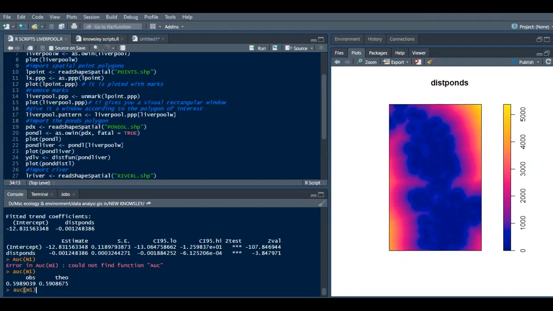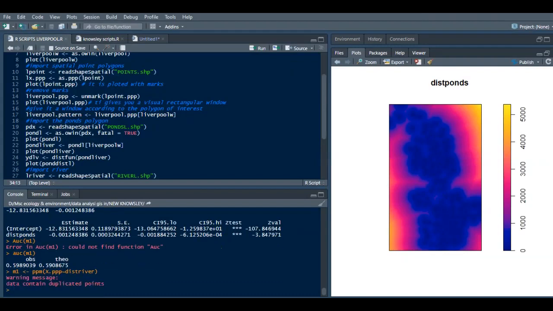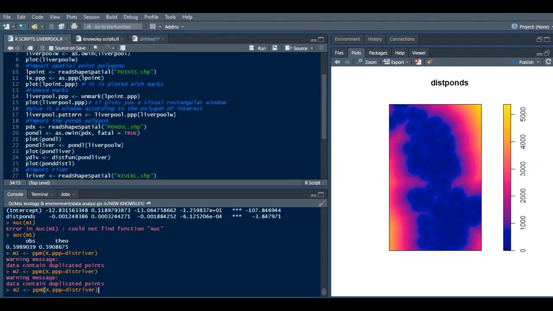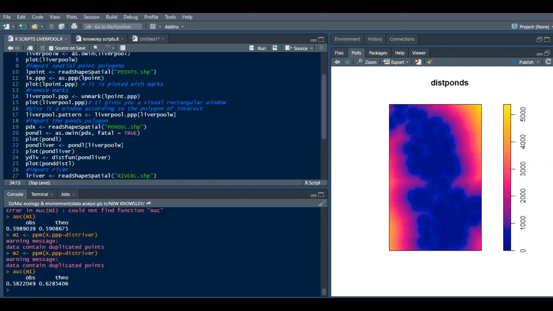We're going to now look at the ponds. Sorry, that was for the ponds. Now we're going to look at the rivers, and then we're going to run an additive model. This is river, and sorry, I need to call this model 2, and then I need to run it. Yeah, it's 59.